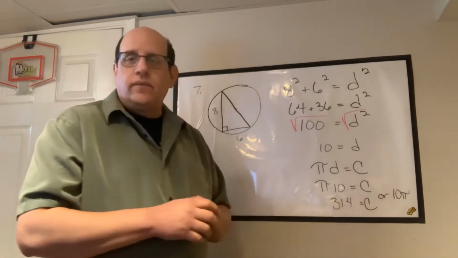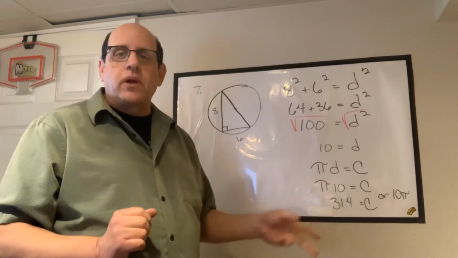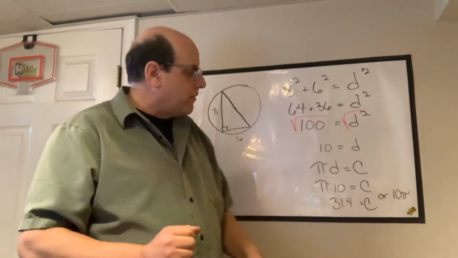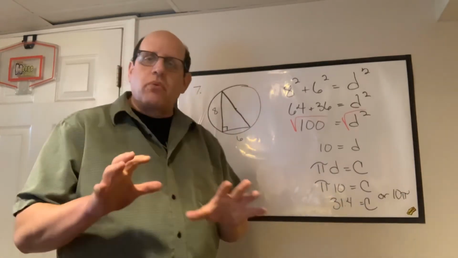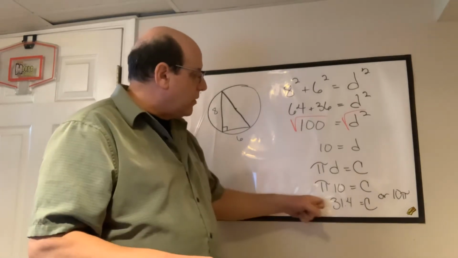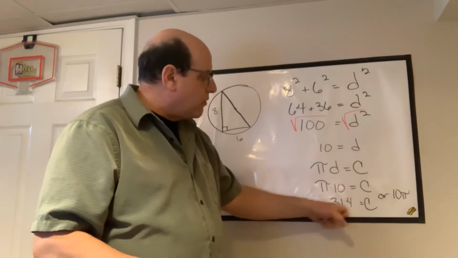I don't want that. It says find an exact number. You can't write the exact number because you're multiplying by pi, and that's irrational, and it goes on and on forever. So I don't want you to do that. I want you to use 3.14 for pi, and that's it. So if you multiply 3.14 times 10, you get 31.4.